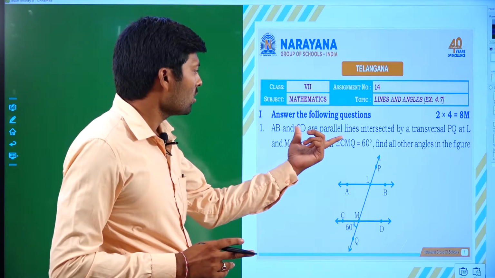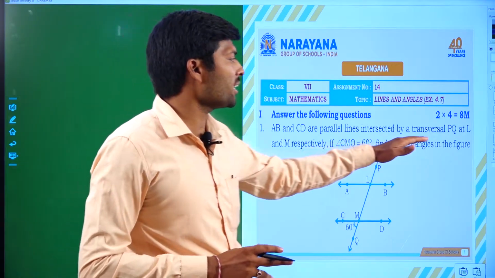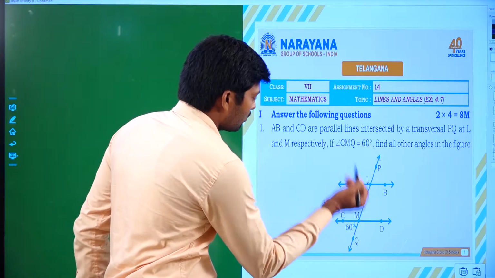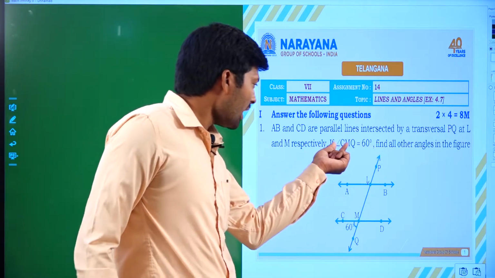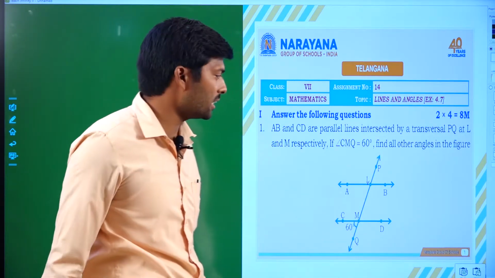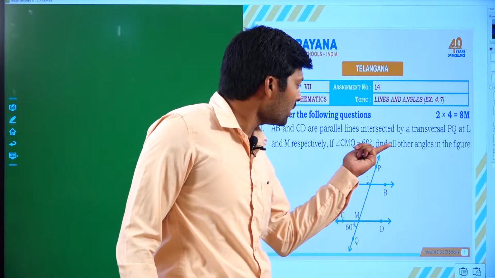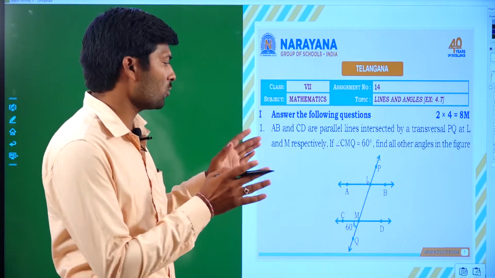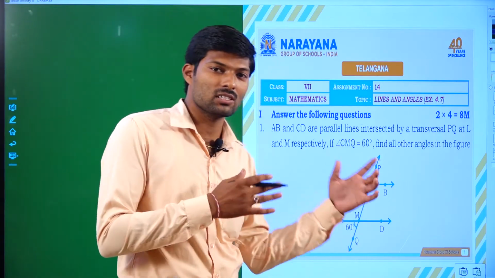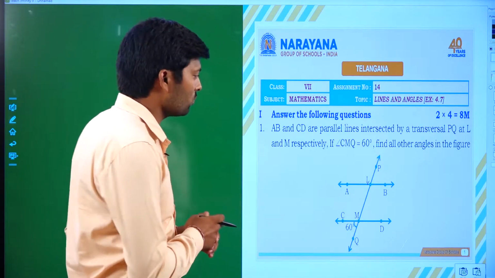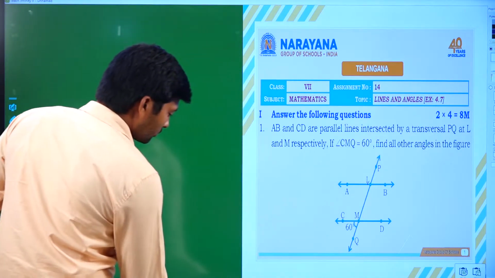AB and CD are parallel lines intersected by a transversal PQ at L as well as M respectively. If angle CMQ is given as 60 degrees, with the help of this angle we need to find all other angles, based on some concepts like alternate interior angles, vertically opposite angles and the transversal line concept. Let's go for the solution.